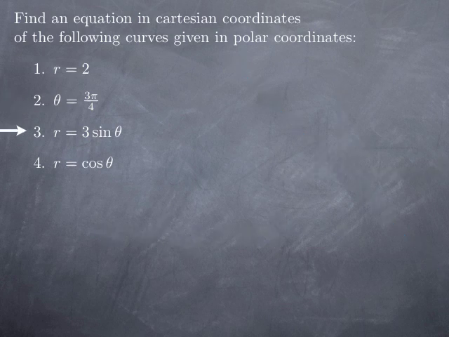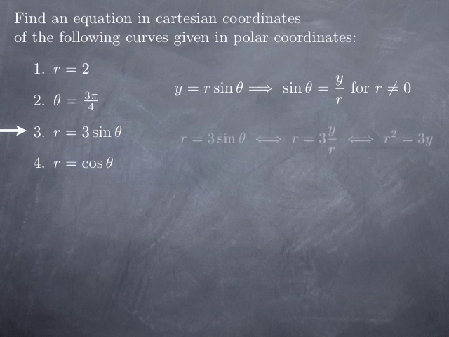Now let's look at a curve that depends on both r and theta, unlike the previous two examples. And here r is equal to 3 sine theta, and we want to find the Cartesian equation. So one way to do that is to observe that y is equal to r sine theta, and on the other hand, along our curve we can replace sine theta by y over r in our equation, and that way we get that r is equal to 3 multiplied by y over r, and multiplying both sides by r we get that r squared is equal to 3y.